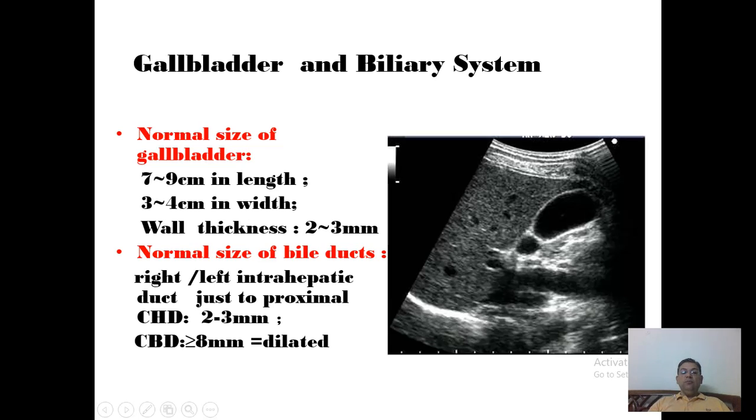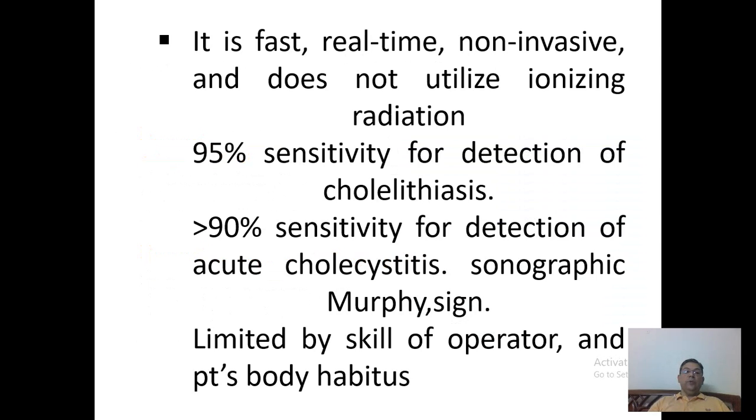The normal size of bile ducts, the right and left intrahepatic ducts just proximal to the porta is 2 to 3 millimeter. The proximal common hepatic duct and the common bile duct is less than 8 millimeter. Once the size of the common bile duct or common hepatic duct is 8 millimeter or more, we say it is dilated.